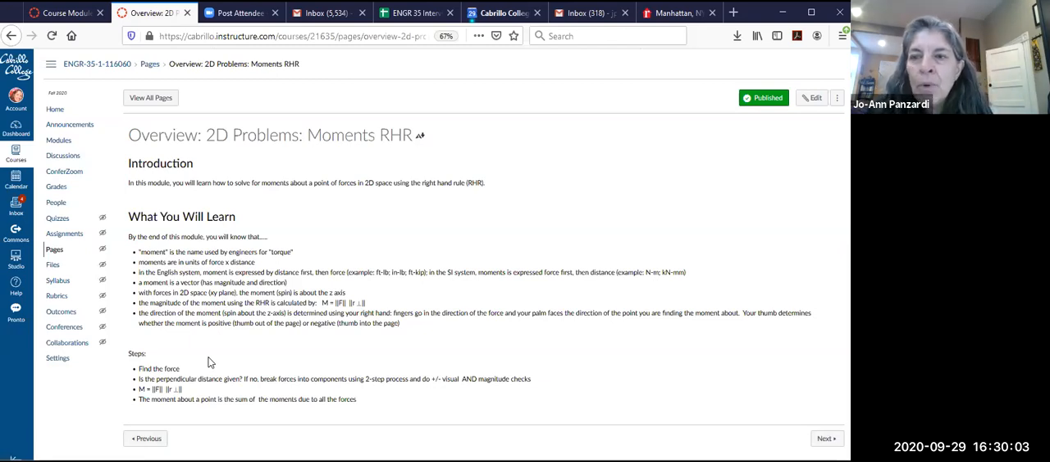I'm going to skip all this stuff here, but down here, when we're trying to find the moment about a point for a 2D problem using the right-hand rule, the first thing we do is we find the force. The next step, so we're looking at where the force is. Next step is the perpendicular distance given, meaning is the distance between the force, perpendicular, to the point I'm trying to find the moment about given? And maybe I should write that better.